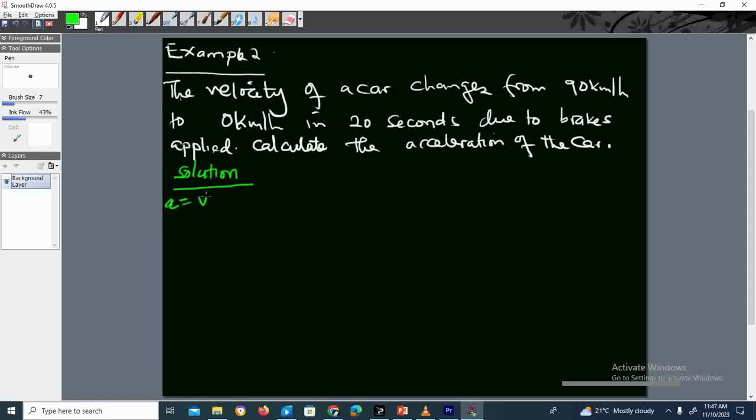Acceleration is given by change in velocity, which is the final velocity minus the initial velocity, divided by time. In this case, the final velocity is 0 kilometers per hour, which will be the same as 0 meters per second. The initial velocity, the car was traveling at 90 kilometers per hour before the brakes were applied. And we saw when you convert this by multiplying by 5 over 18, this gives you 25 meters per second. So now, the time is 20 seconds.